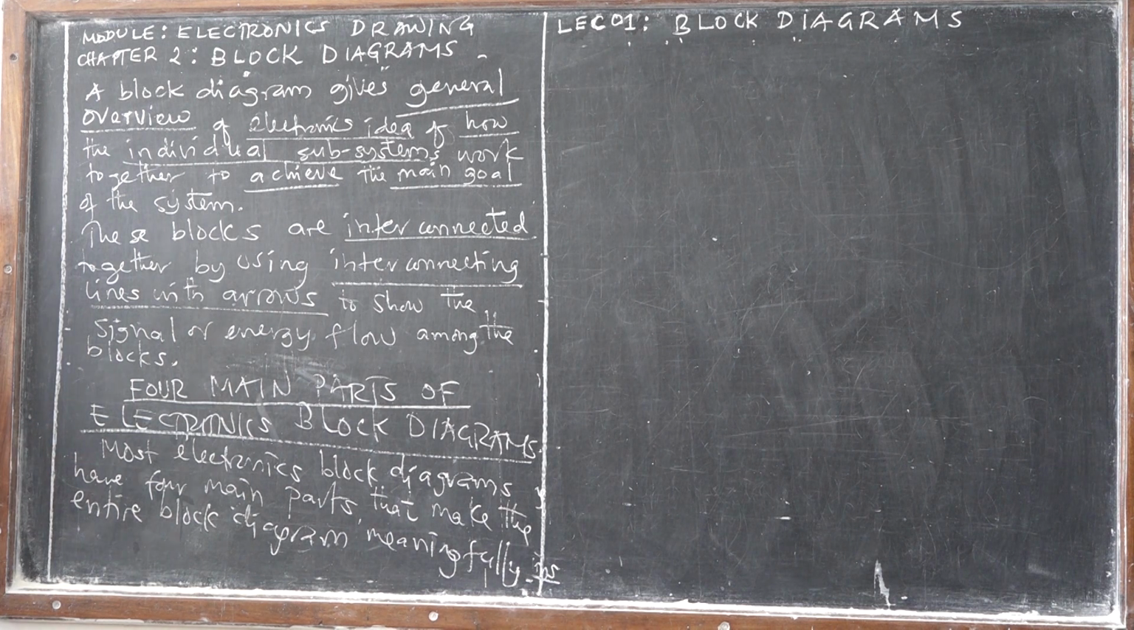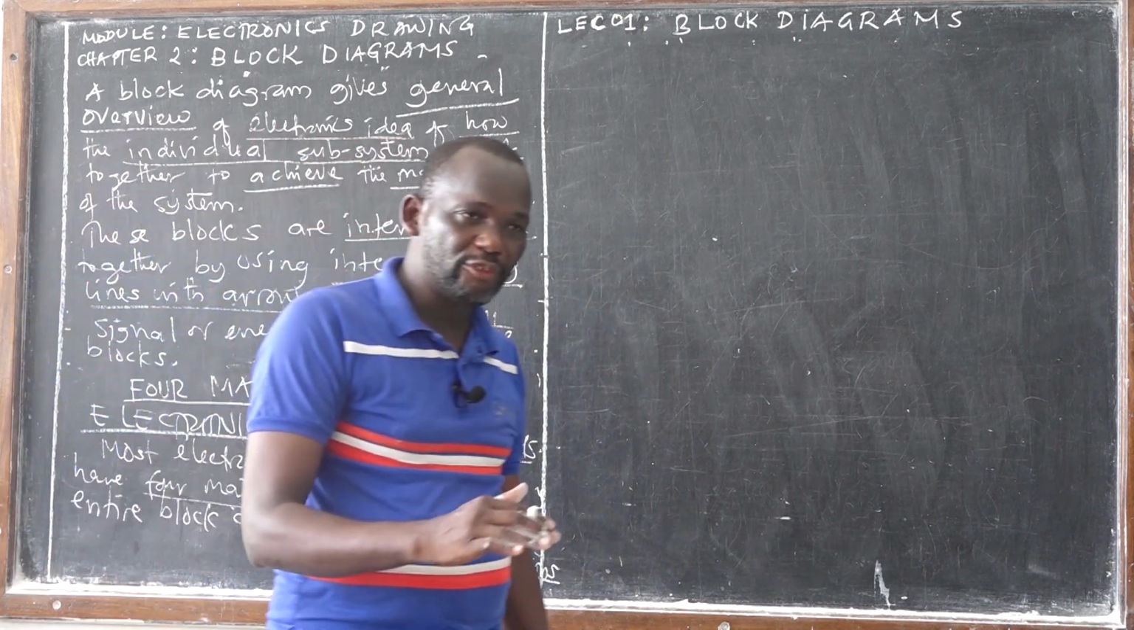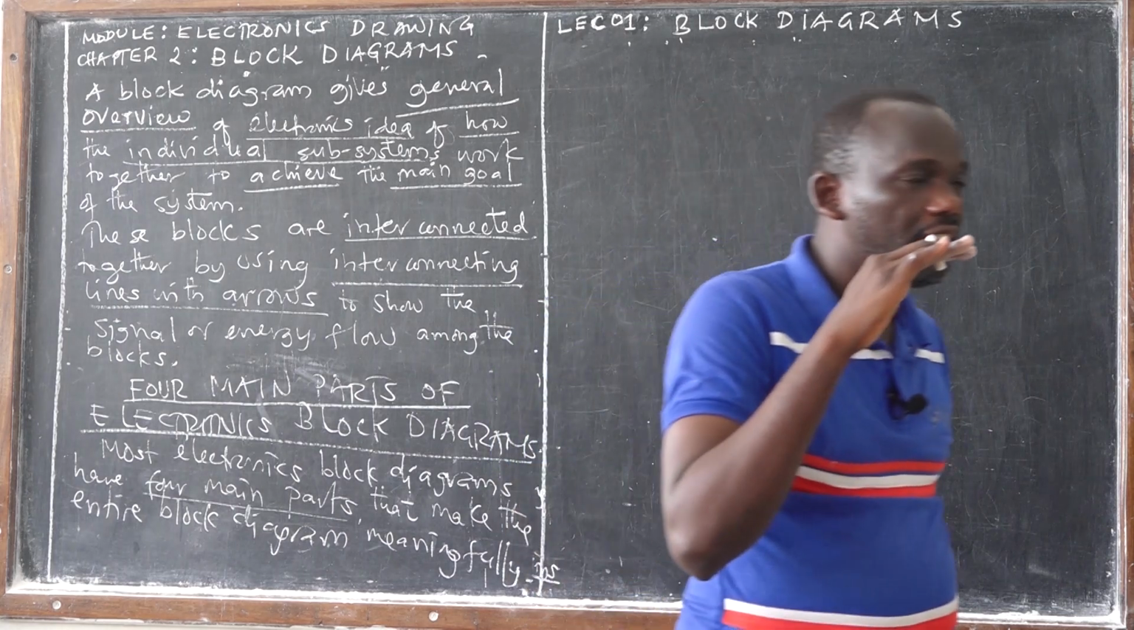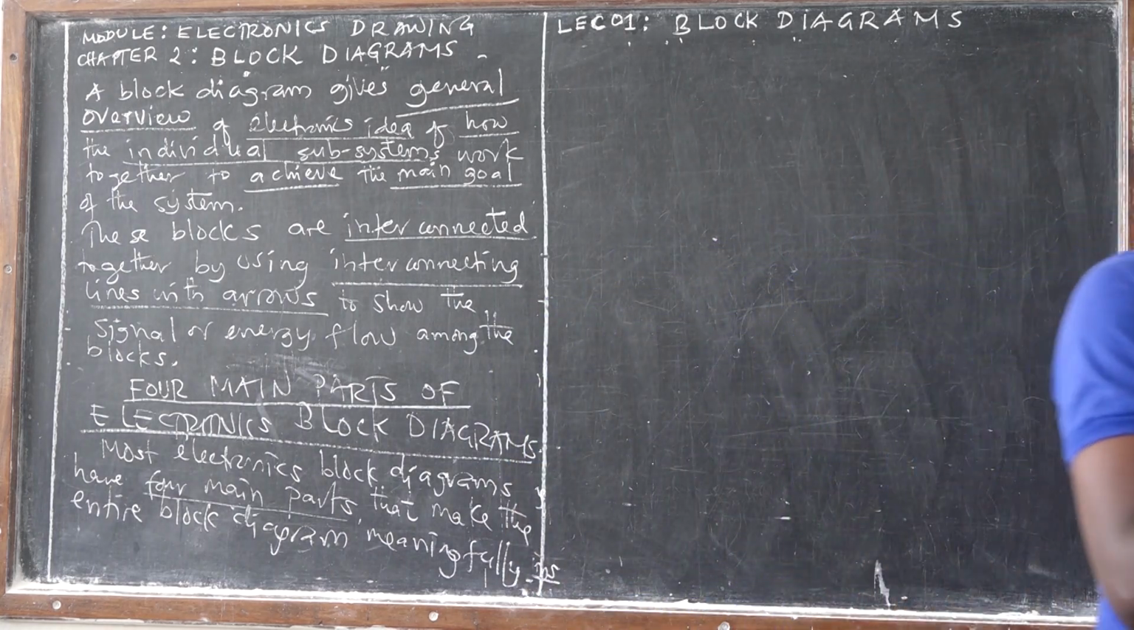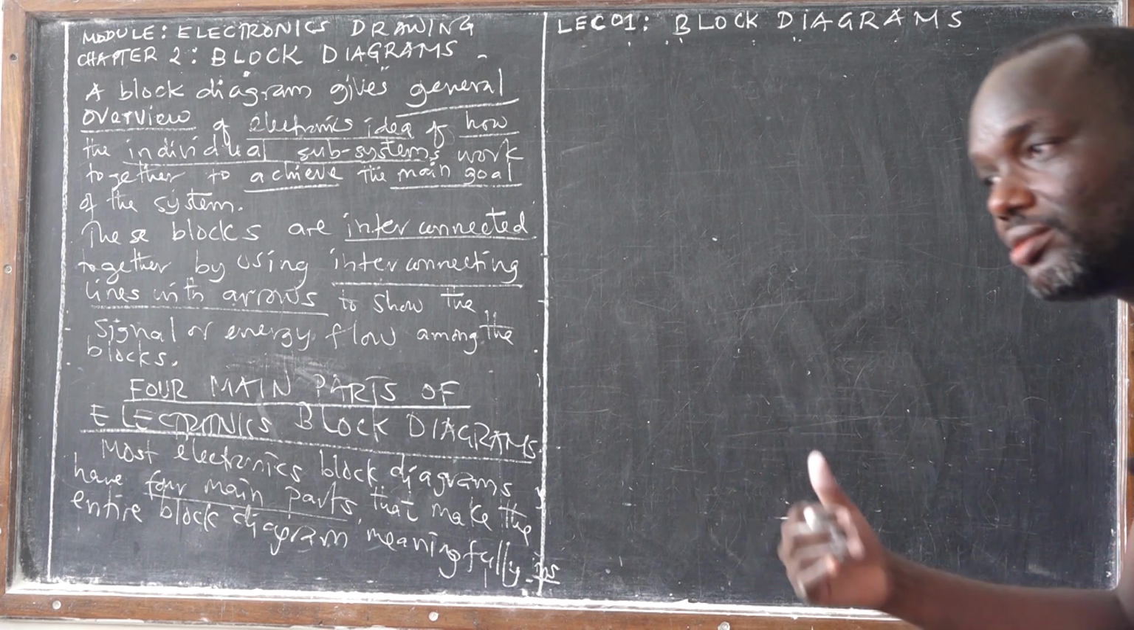So you say most electronics block diagrams have how many parts? You should, or you must, include those 4 main parts in any block diagram that you are drawing. Otherwise, your block diagrams will be meaningless, because this is the language. For instance, in grammar, you have to follow grammatical rules.